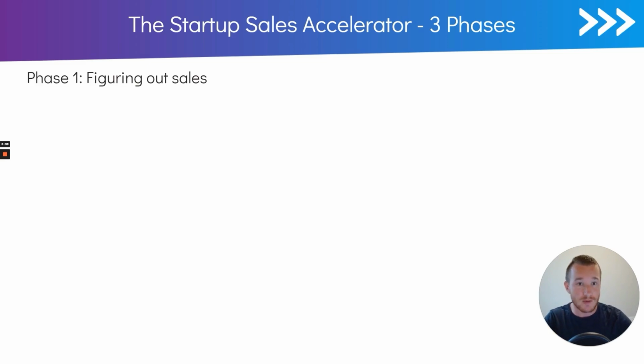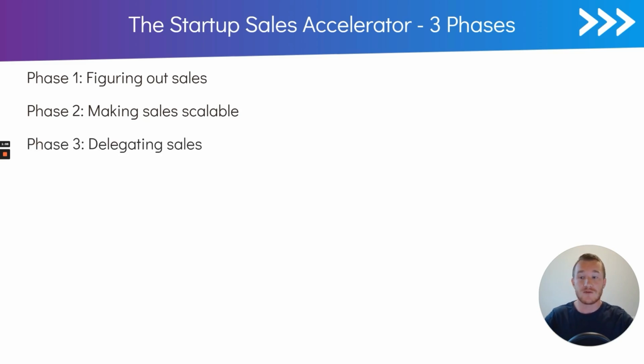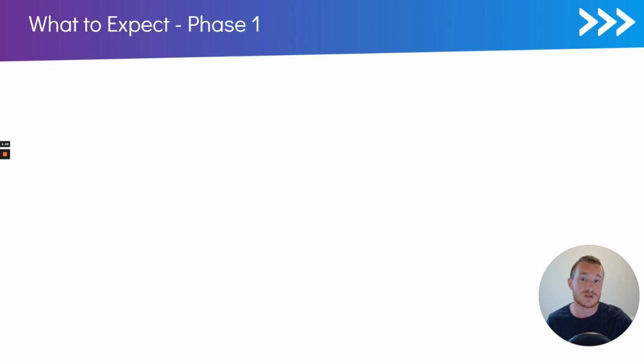So phase 1 is all about figuring out how to sell. So we're going to understand what selling is, and then we're going to go test a bunch of different things to figure out what works and what doesn't work to sell your offering to your market. Phase 2 is making sales scalable. So we're going to take everything we've learned in phase 1 and turn those into systems and processes that future reps can use to be successful so that every sales hire in your startup isn't a gamble. And then phase 3 is going to be all around delegating sales. How do we actually bring in those next reps and get the founder out of selling so they can go solve bigger problems in the startup?